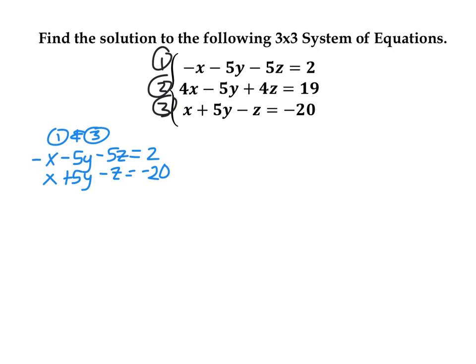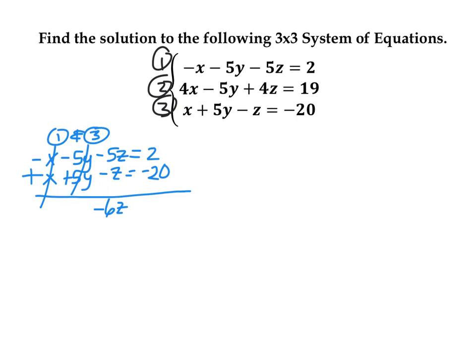So I'm going to put a big plus sign here and add these two equations together. Sometimes you add, sometimes you subtract. It depends on what's going to help you cancel. By adding them, negative x plus x disappears. Negative 5y plus 5y also disappears, and you're left with negative 5z plus negative z, which gives you negative 6z.